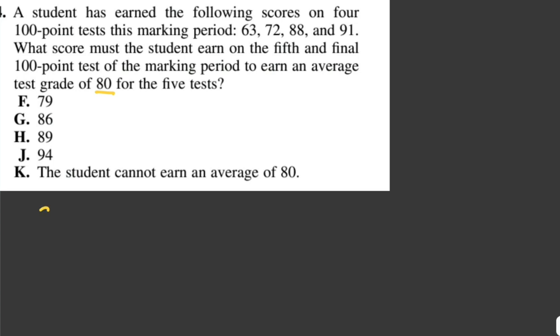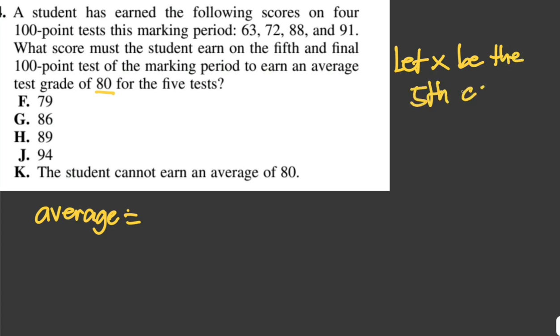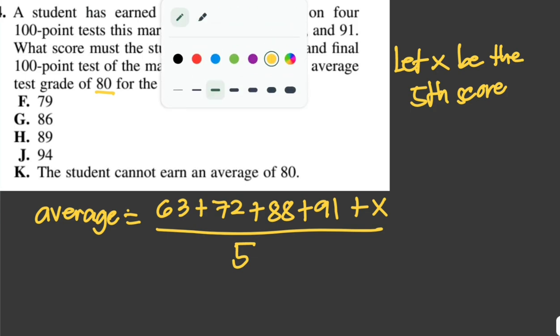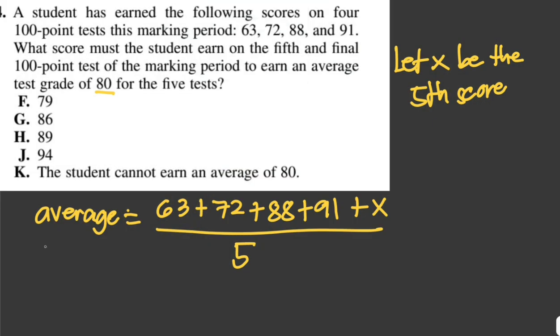Now to solve for the average, we just add up all of the scores. So let's say we let x be the 5th score, or the final score. Then we add up all of the scores. We have 63 plus 72 plus 88 plus 91 plus x, which is the fifth one, divided by the total number of tests, which is 5. And since we're given here the average, which is 80, we can just plug in 80 here. So this is 80.